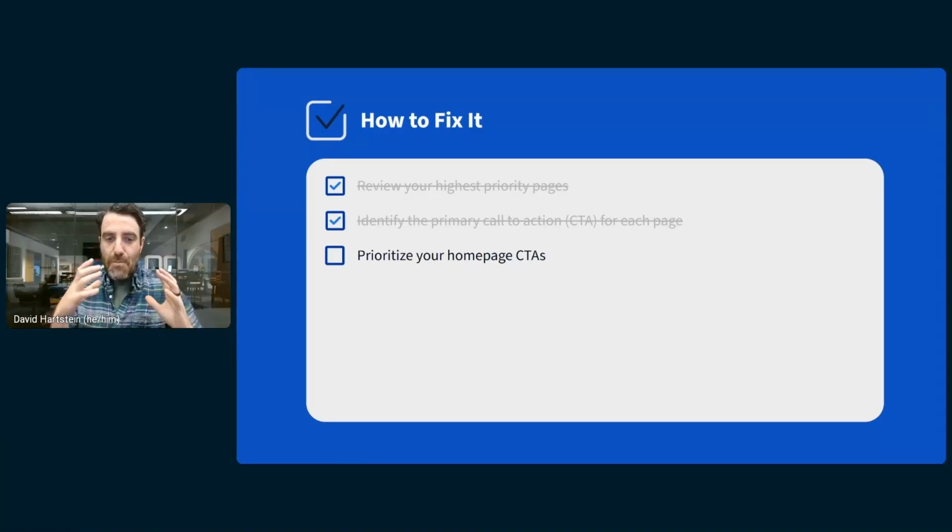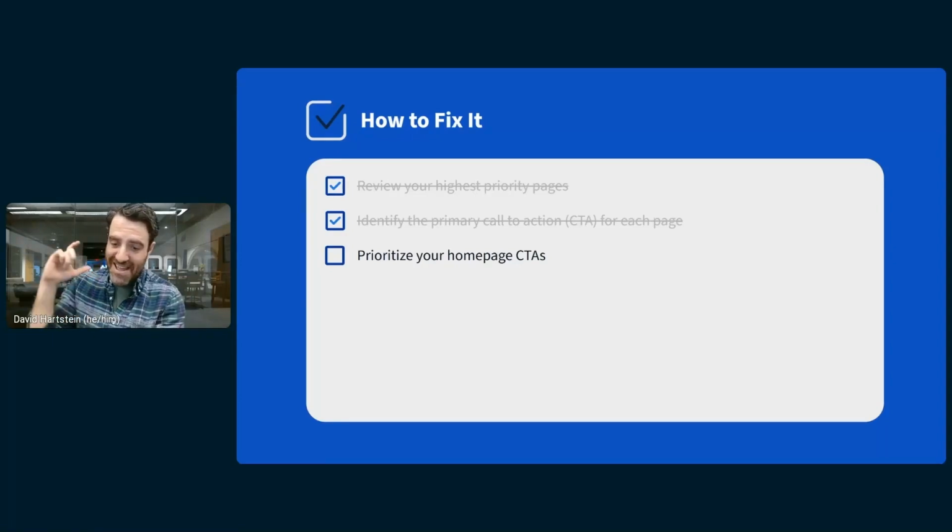But if your primary call to action is buried too deep in the page, or it's sort of hidden among the other calls to action, it's just going to be a lot harder for people to quickly and clearly identify it. And again, just make it less likely they will take any one action. So when you're reviewing, prioritizing and highlighting your most important call to action can go a really long way.